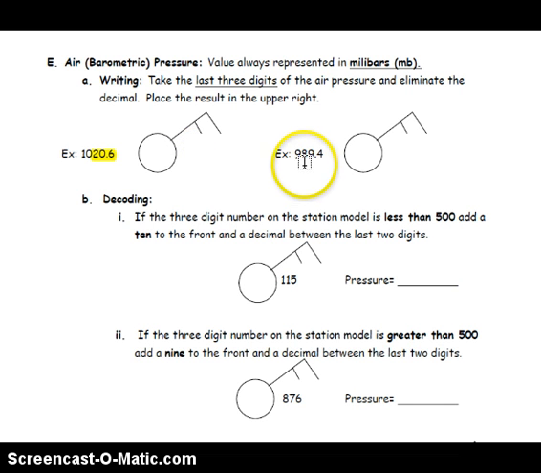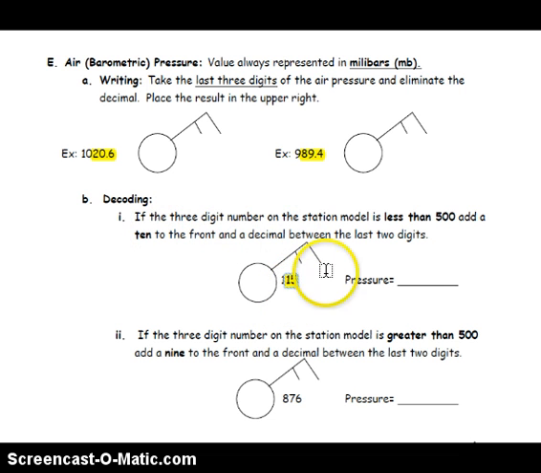Same thing with this one. This is 989.4. We would eliminate the 9, take the last 3 digits, eliminate the decimal, and at the upper right, I would write 894. So please do that in your notes. Now to decode, what if it's already in this code? We can see here that my code is 115.